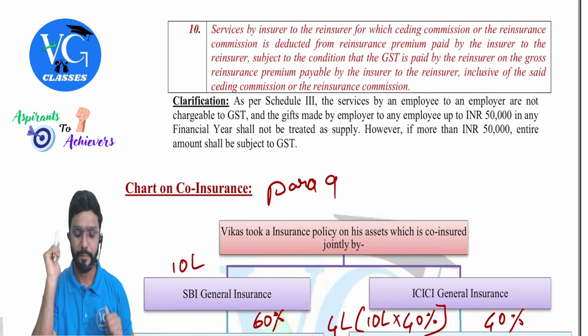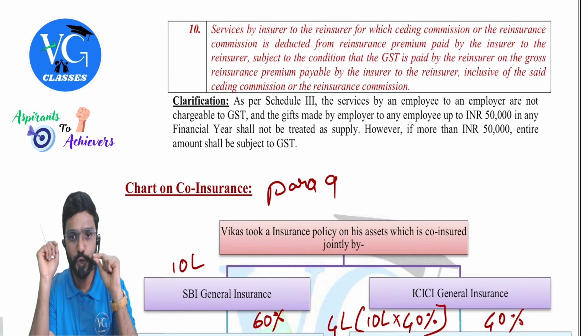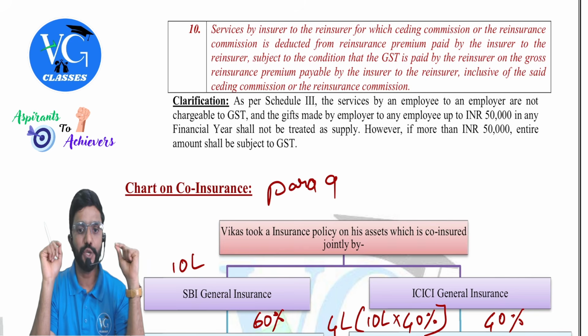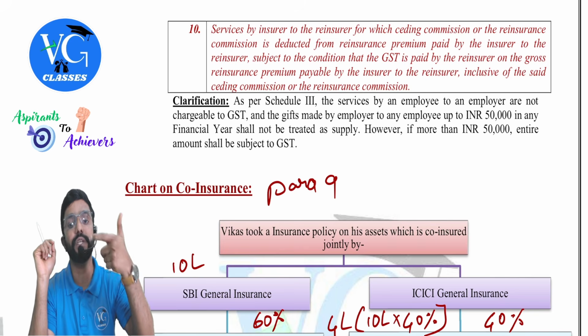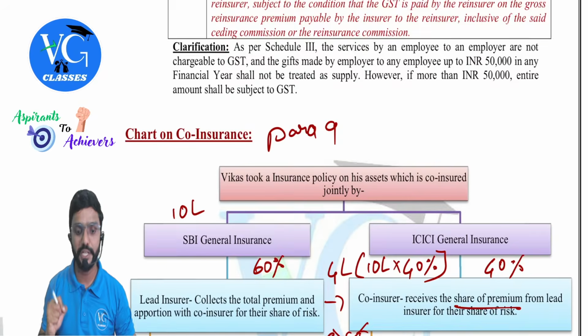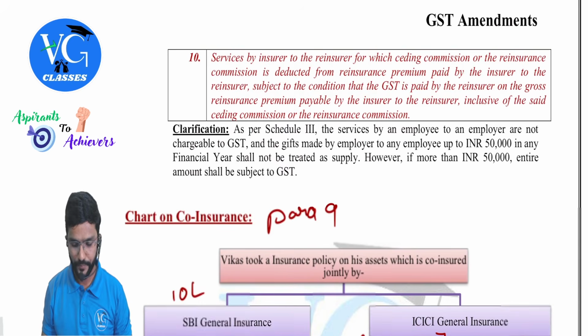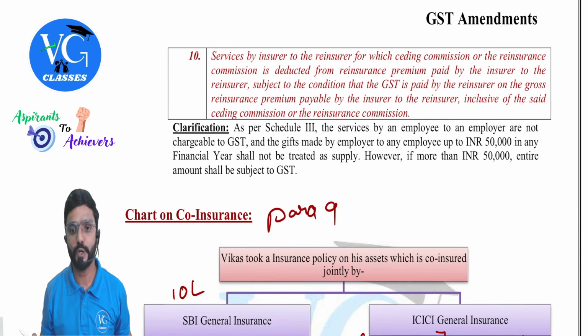Okay, now let me read para 10. Services by insurer to the reinsurer for which ceding commission or the reinsurance commission is deducted from the reinsurance premium paid by the insurer to the reinsurer, subject to the condition that the GST is paid by the reinsurer on the gross reinsurance premium. Gross reinsurance premium is the entire 10 lakh, gross figure, payable by the insurer to the reinsurer, inclusive of the said ceding commission or the reinsurance commission.